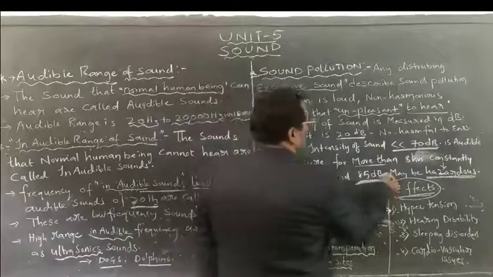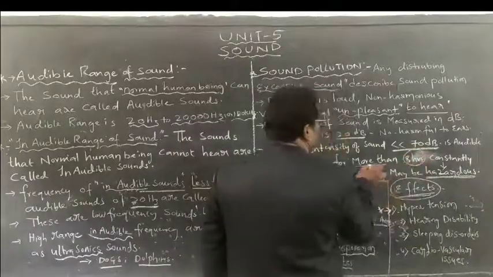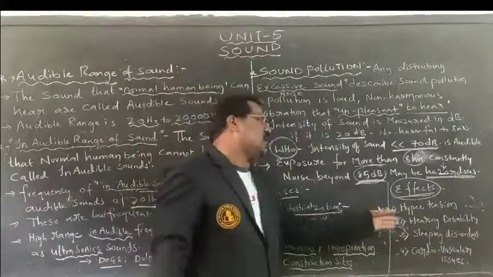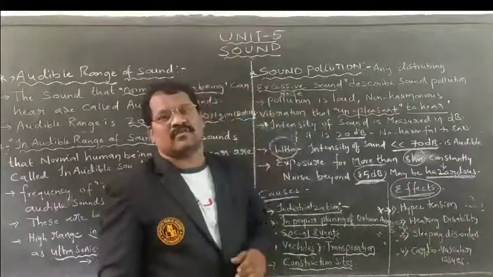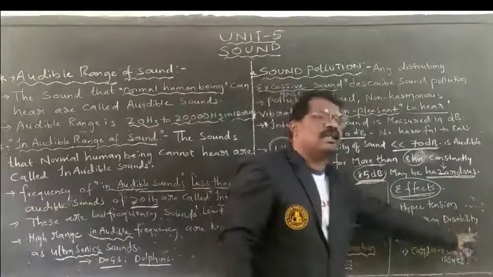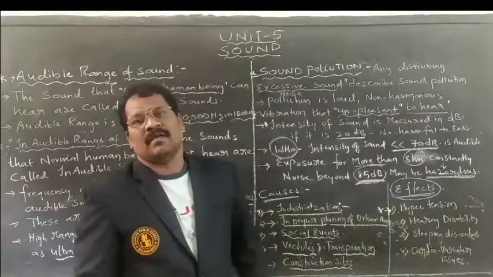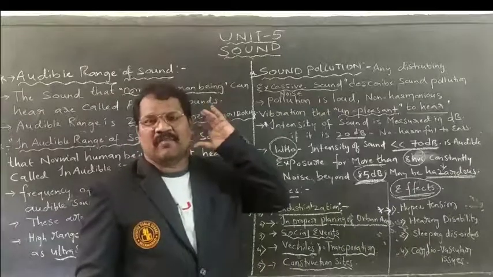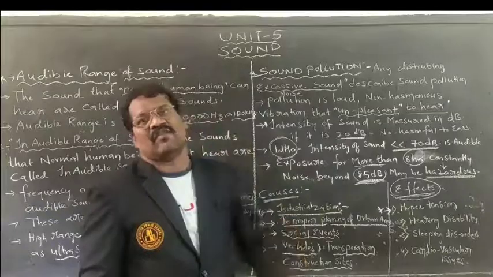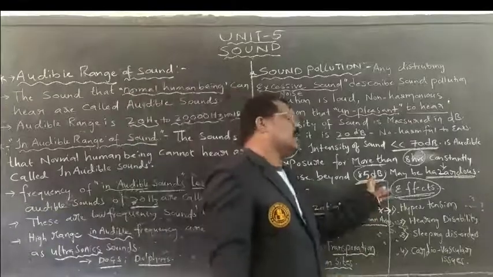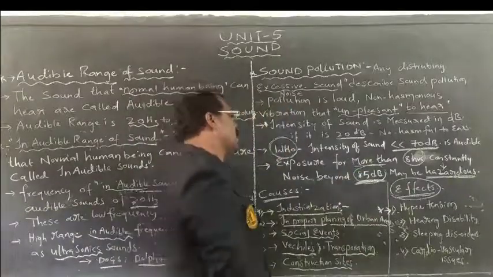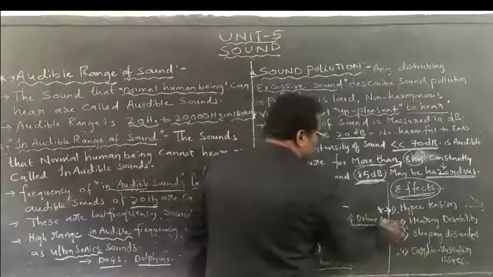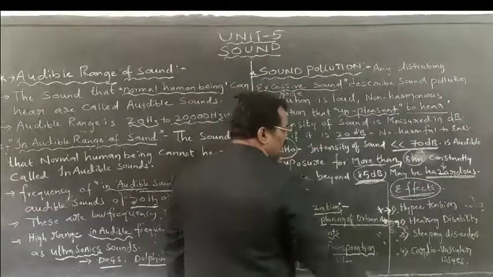Second one is, for high power sounds, if you are listening beyond 85 decibels, it causes hazards, which means hearing disability can happen. Our ears may lose their ability if you are hearing more than 85 decibels of sound continuously for 8 hours. Hearing disability may happen, that is the second one. Third one is what?